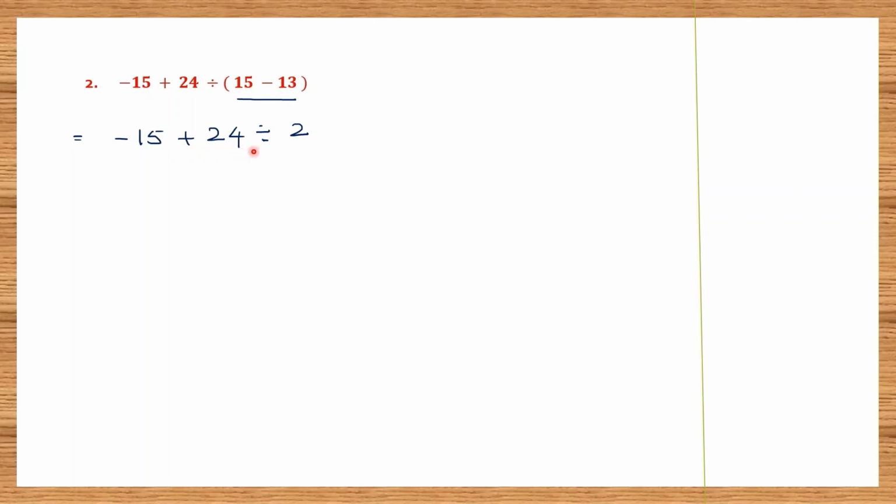According to BODMAS, we should do division before addition. That means this has to be done first. So let's write everything else as it is. Minus 15 plus, now I should divide 24 by 2. So let's do short division. 24 divided by 2. 2 ones are 2, 2 twos are 4. So we've got 12. Let's write that here. We've got our answer 12.